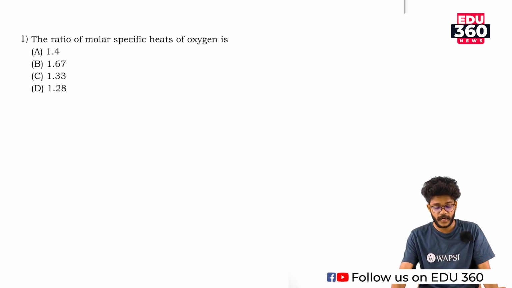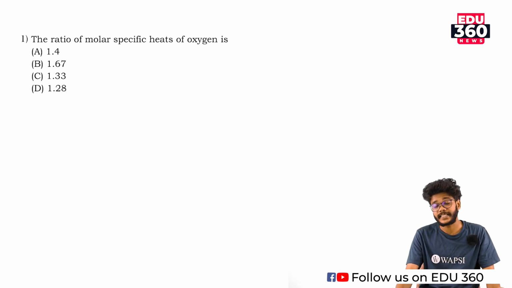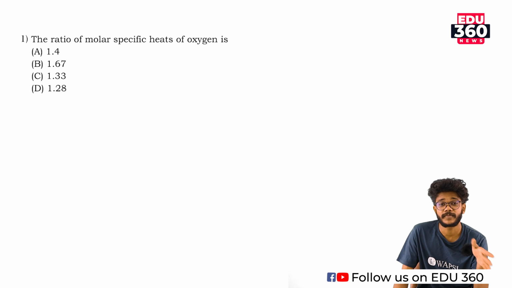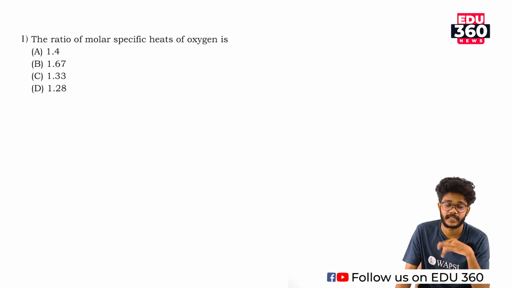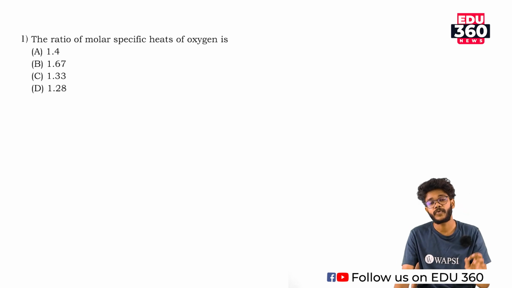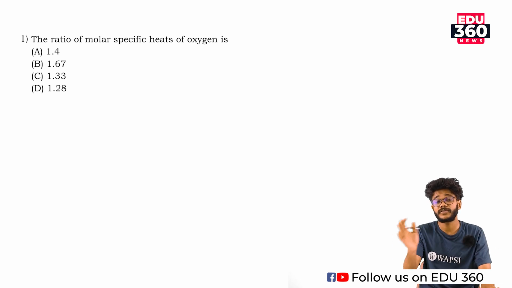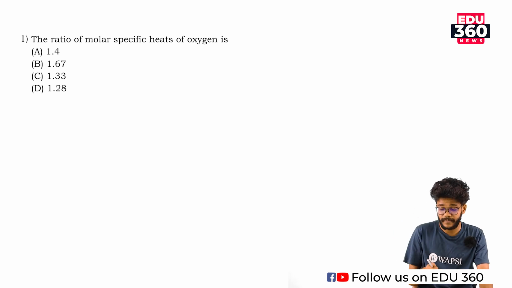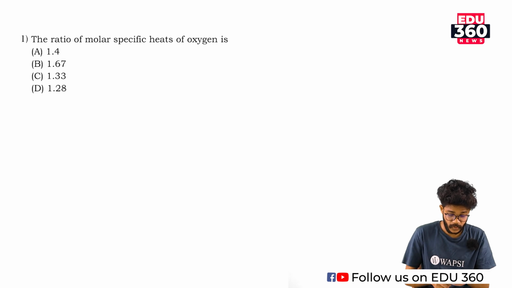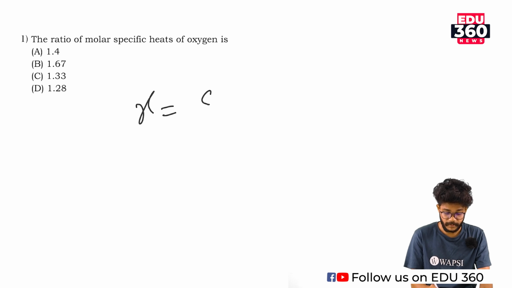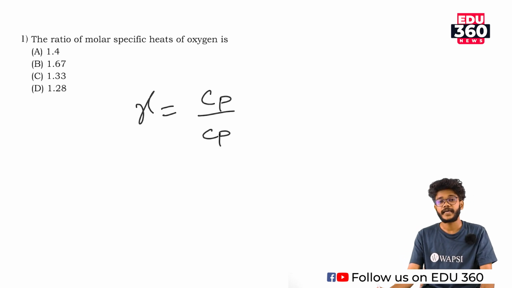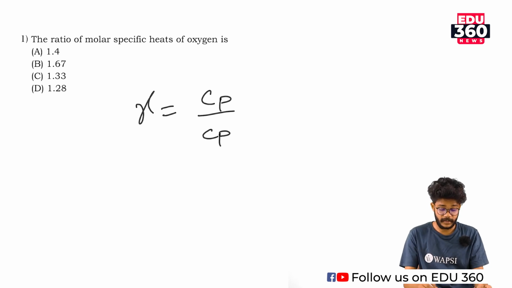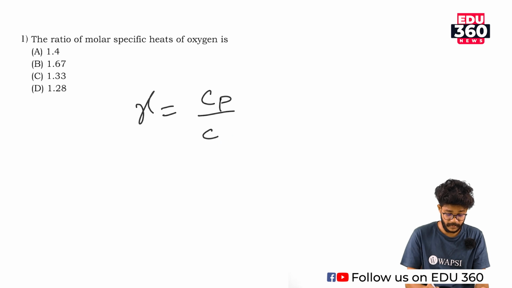The ratio of molar specific heats of oxygen is... So we need to understand what is meant by molar specific heat capacities Cp and Cv. Molar specific heat capacity at constant pressure is Cp and at constant volume is called Cv. So gamma is equal to Cp by Cv.